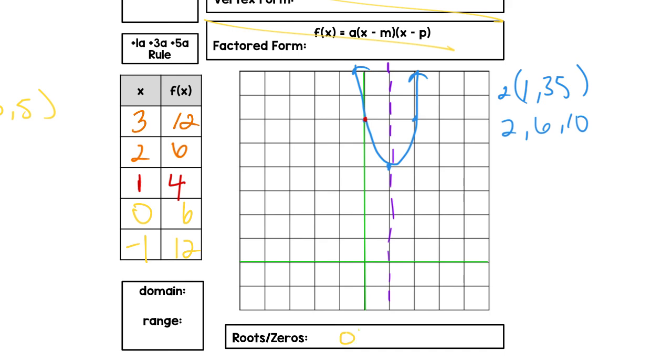Roots, there are none. There's nowhere where our graph crosses the x-axis here. The domain is still all real numbers. The range, even though I got it real wrong, has y in 4. It opens up, so it's greater than or equal to.